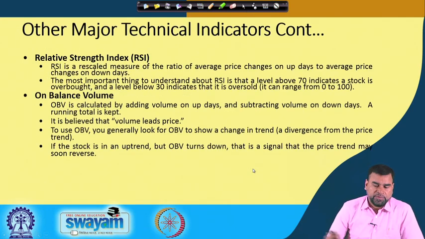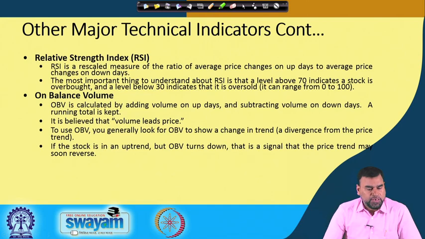Then we have another one of the most important indicators, that is the relative strength index. You might have heard about this word. The relative strength index is basically a measure of the ratio of average price changes on up days to the average price changes on the down days. The most important thing to understand about the relative strength index is that above 70 indicates a stock is overbought, and a level below 30 indicates that it is oversold.